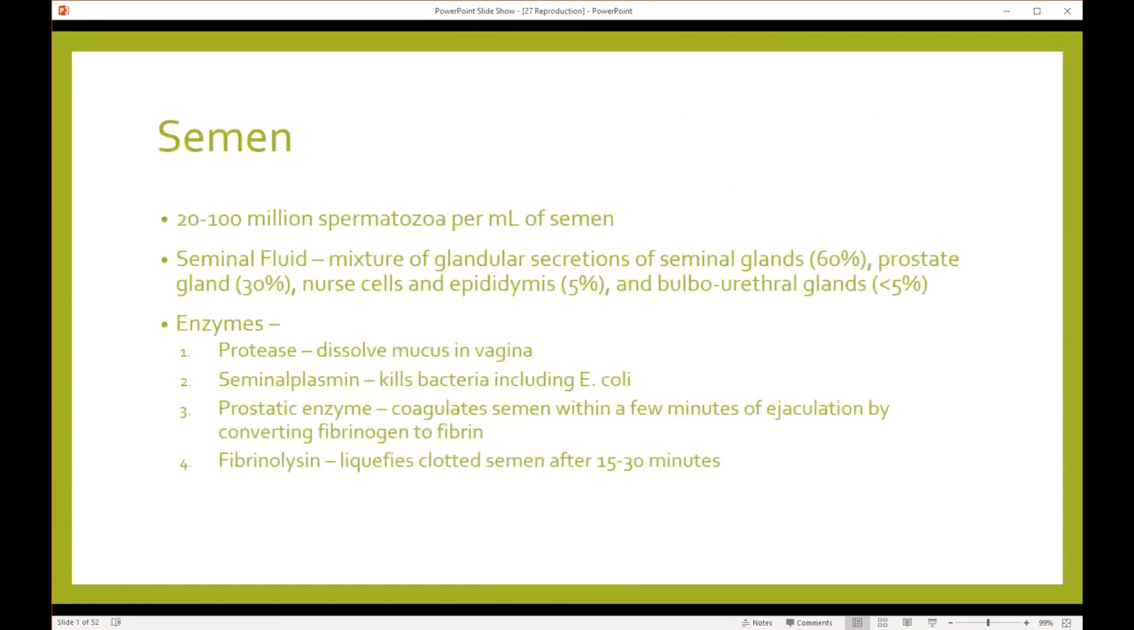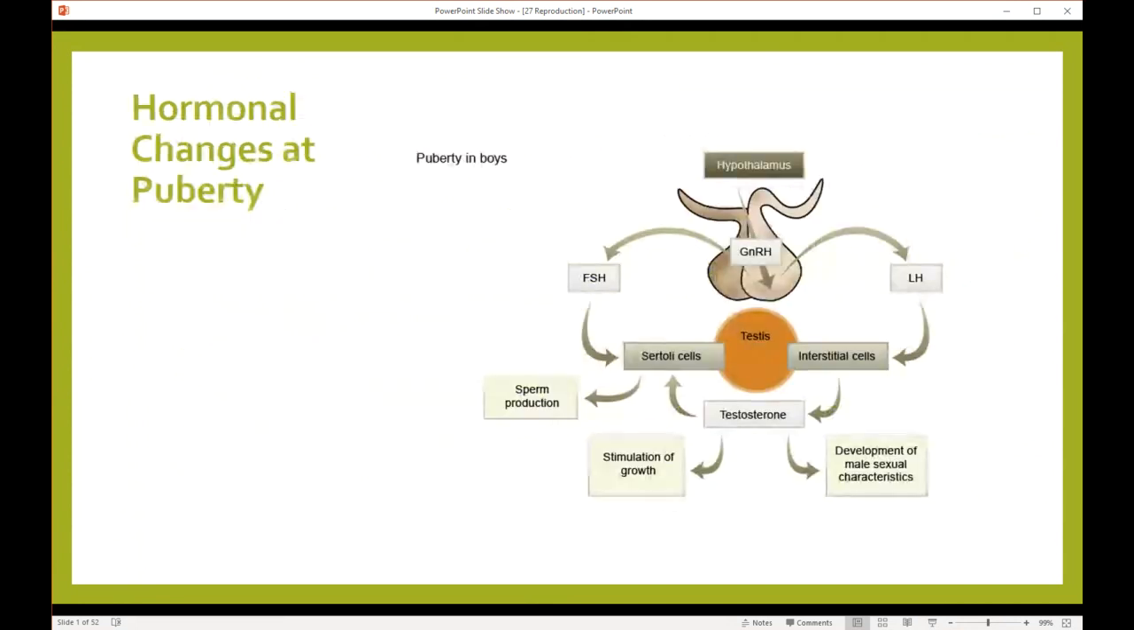In semen, there's 20 to 100 million spermatozoa per milliliter of semen. Seminal fluid is, again, that mixture of the secretions from the seminal gland, the prostate gland, the epididymis, and the bulbourethral glands. There's also enzymes in there. So we have protease, and protease helps to dissolve the mucus within the vagina. We have seminal plasmin that helps to kill bacteria, including any E. coli. Prostatic enzyme is going to help to coagulate semen. It does that within a few minutes of ejaculation, and it converts that fibrinogen to fibrin. However, about 15 to 30 minutes later, we have fibrinolysin, which is going to liquefy that clotted semen.